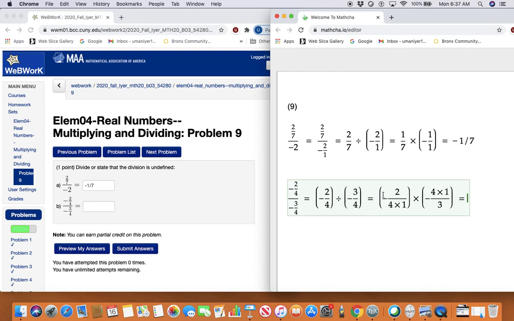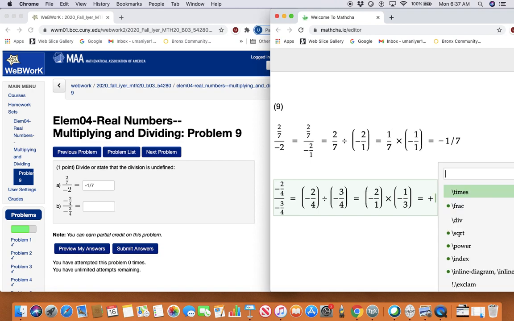Okay, negative times negative is a positive. This 4 cancels this 4. So I have 2/3. Alright, overall 2/3.